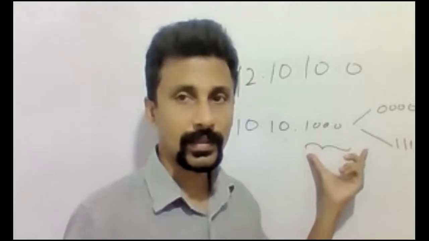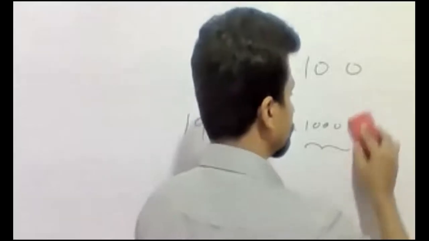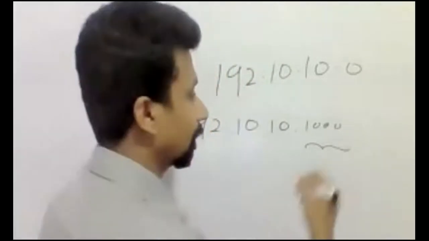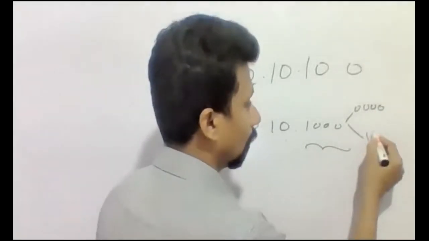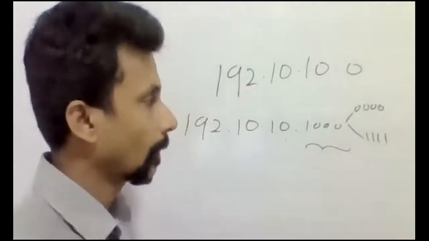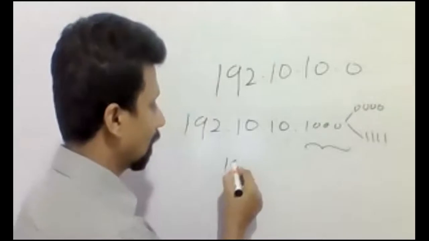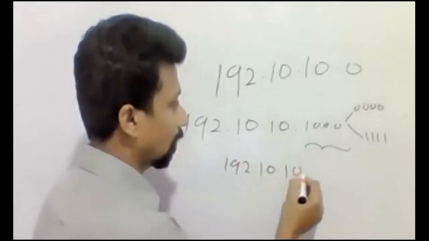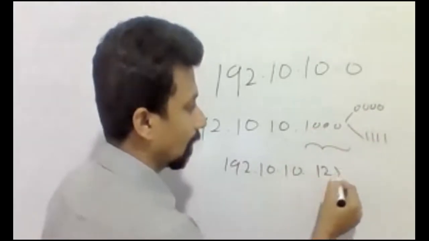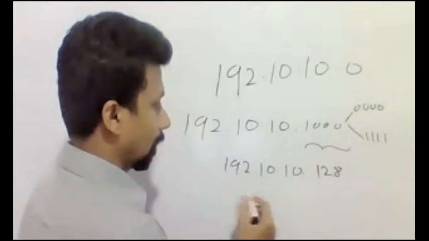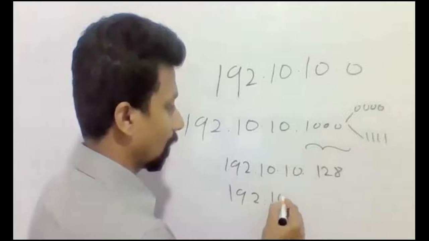Yes, better, right? Okay. Then your bit pattern can be either all zeros or all ones, right? If I write the first address of that 9th subnet, 192.10.10. Here altogether your decimal value will be 128. Then the last address I am writing, 192.10.10.